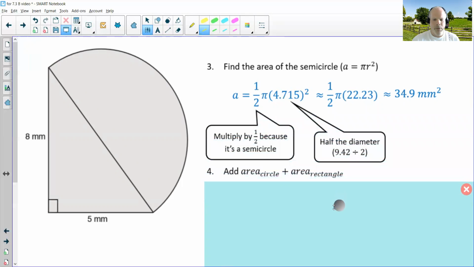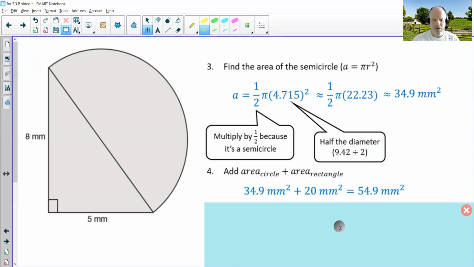So the last step, I add together the two areas that I already found. So I take the 34.9 square millimeters that we just found for the area of the semicircle and add it to 20 millimeters squared, which was the area of the triangle. So when I add those together, I get 54.9 square millimeters. And just a small thing, but this equal sign should be a squiggly equal sign because it's approximately equal.